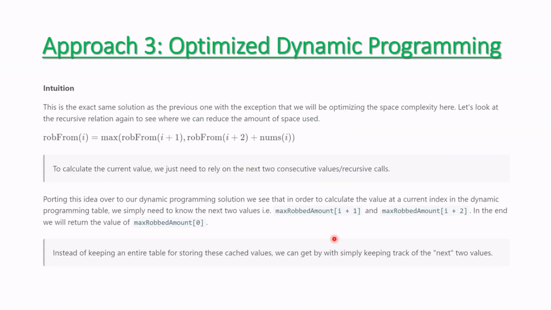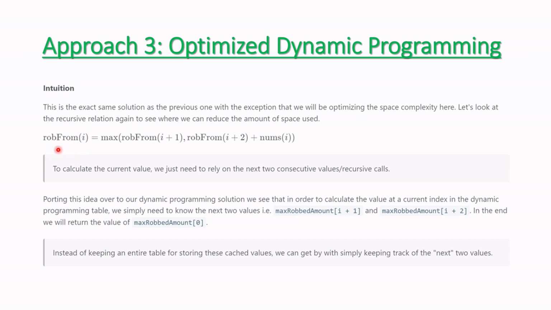Now for another program, for the optimization: this is the best approach, and we will see that the space complexity is O(n). This is the exact same solution as the previous one, with the exception that we will be optimizing the space complexity here. Let's look at the recurrence relation again to see where we can reduce the amount of space used.